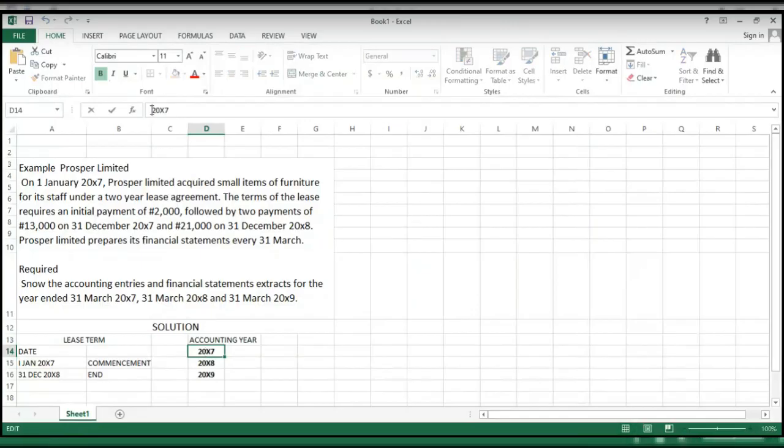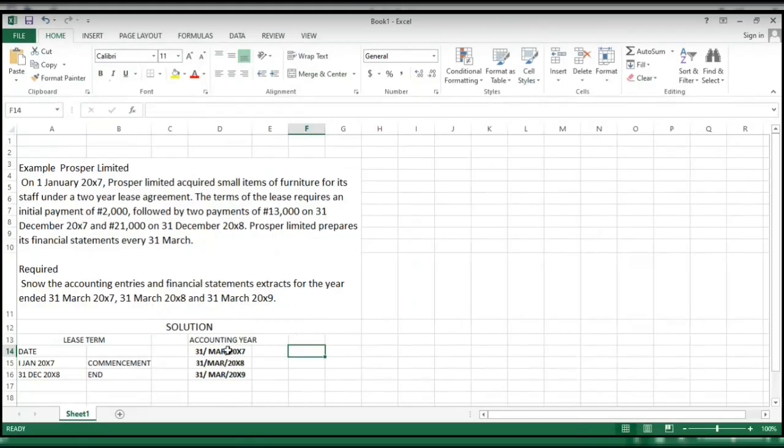Okay, let me just put this here. That is 31 March 20x7, and this one to 31 March, another one 31 March. So we have these three years. So what is going to be the apportionment for 31 March? How much is to be allocated to 20x7? The commencement is 1st January. The ending is 31st December. So the lease term is 2 years.